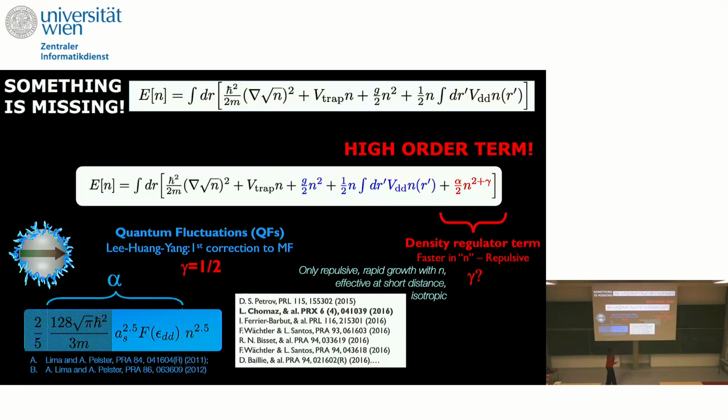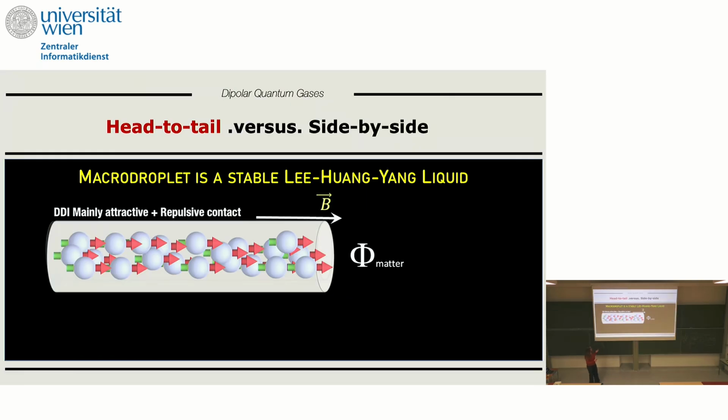Okay, so just to recap what I showed you so far: in a three-dimensional geometry in which the dipolar interaction is mainly attractive and the contact interaction is repulsive, the system is not collapsing because of the Lee-Huang-Yang correction, and the system is stable despite attraction.